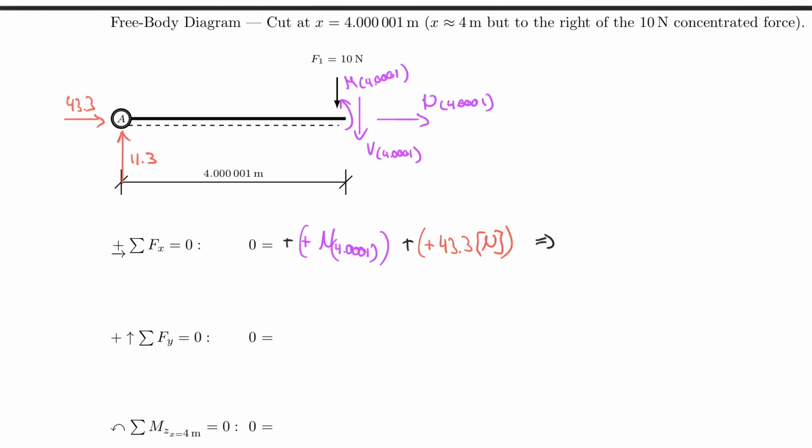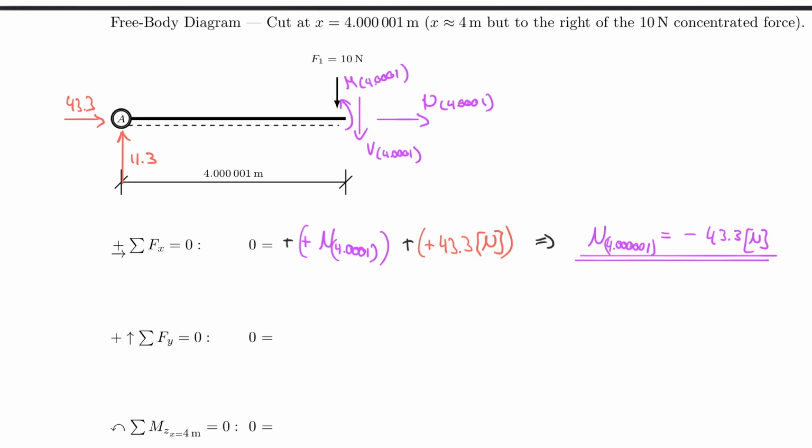So we will find that my N of 4.000001 is actually equal to negative 43.3 Newton. And that is once again a result. And yes, it's the same result, but you were asked to solve it at that location, so therefore we need to underline that. All right, now up to the shear force.